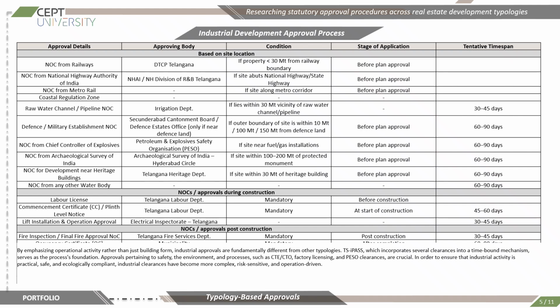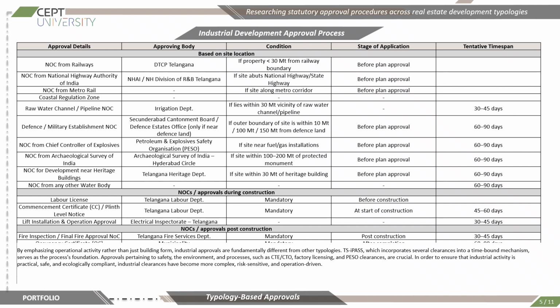For example, approvals from the Petroleum and Explosives Safety Organisation are required when projects are located near any gas stations or installations. Environmental and safety related clearances become very important in industrial developments because these projects involve operational risks beyond conventional building construction. The slide also highlights that approvals required during construction include the labor license, commencement certificate, and technical installation approvals such as lift operation permits. Post-construction approvals include fire safety inspections and occupancy or completion certificates before the operations can actually begin.